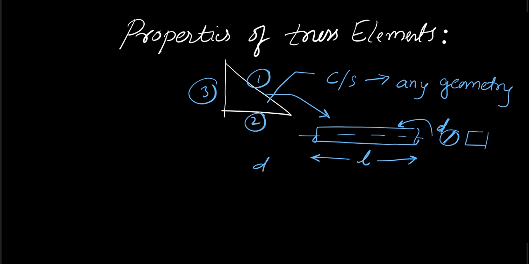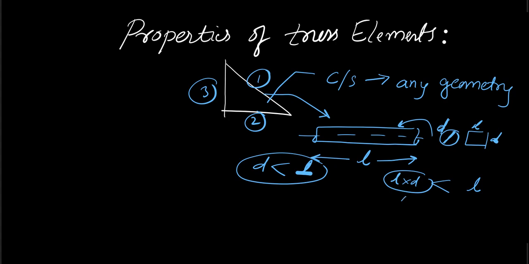You understand, d should be lesser than the length of the element. Let us say L into d. Okay, length and width, L into d, that should be lesser than the total length of the element. It means this is the area. The dimension should be less as compared to the length. That is another property.